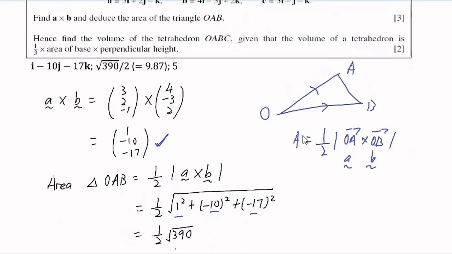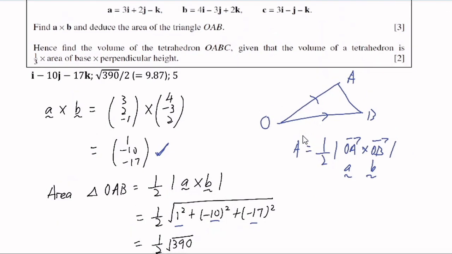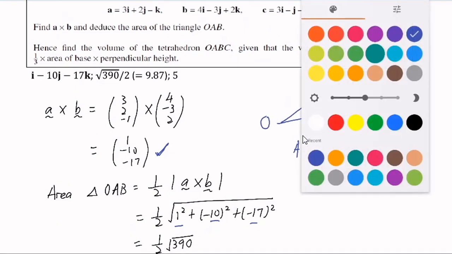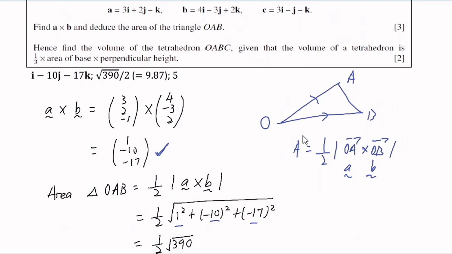Okay, hence, find the volume of this tetrahedron OABC. Given that the volume of the tetrahedron is 1/3 times area of base times the perpendicular height, what we need to do in this case is that we have got a point C. We already found the area of OAB, so now we have the tetrahedron with a point C here. For this point C, if we want to find the volume, we need to find the perpendicular height.